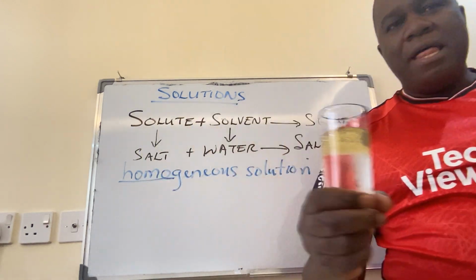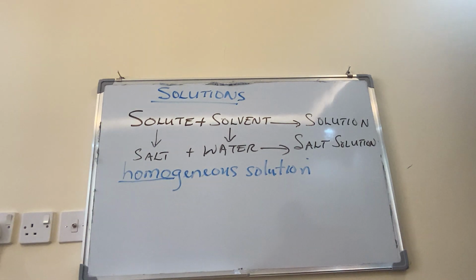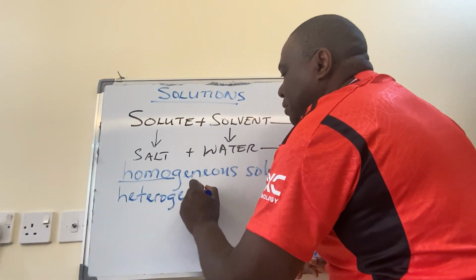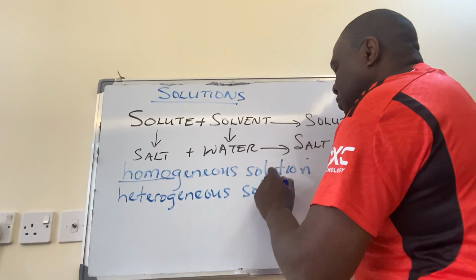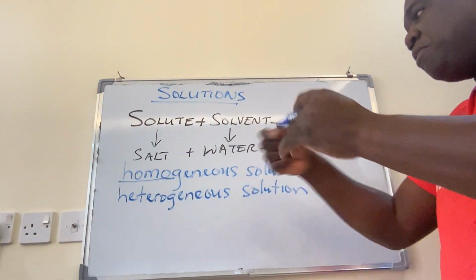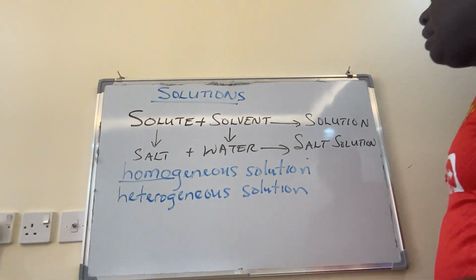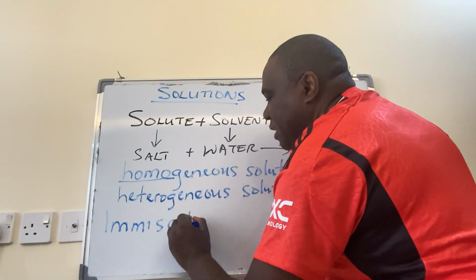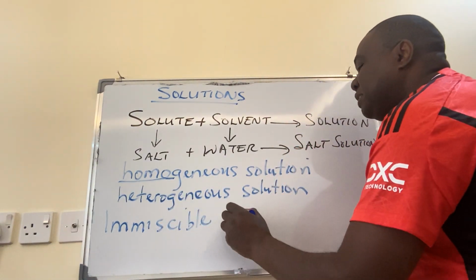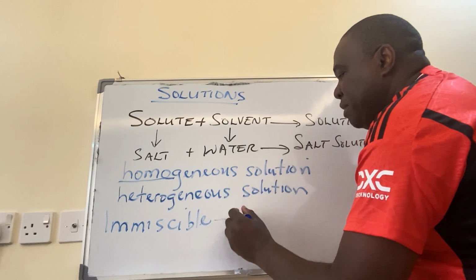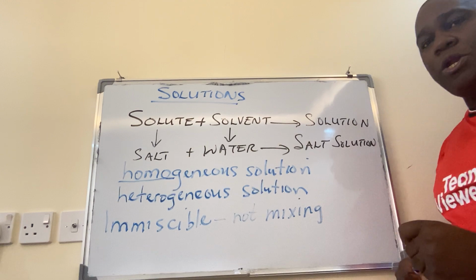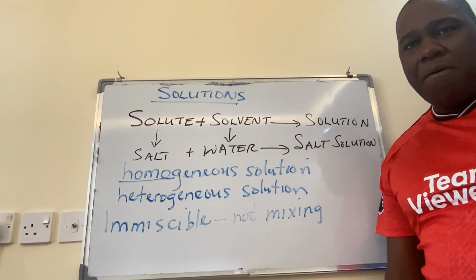Okay? There's a term that we use to describe two solutions that will never mix. Okay? First of all, we should say that we have formed a heterogeneous solution. All right? There is no uniform mixture. The two solutions are described as immiscible. Okay? That's the term that we use in chemistry. Immiscible. Okay? Immiscible means not mixing. Okay? They don't mix. So we use the term immiscible.